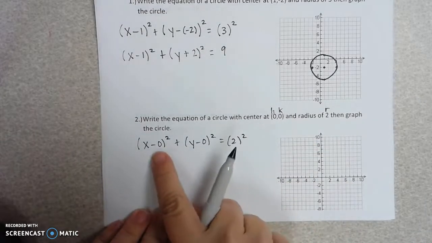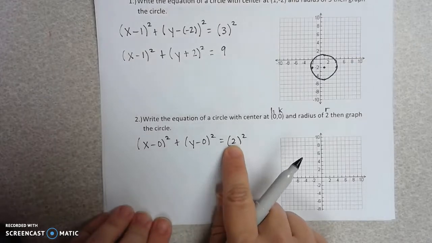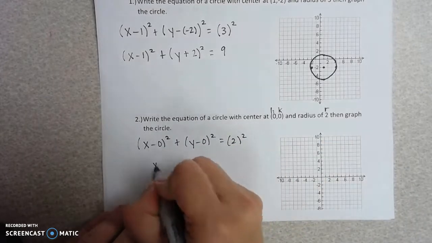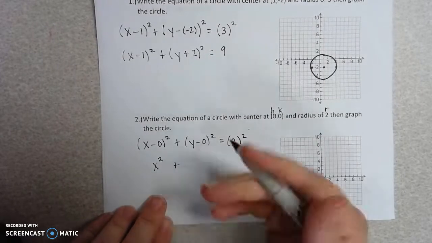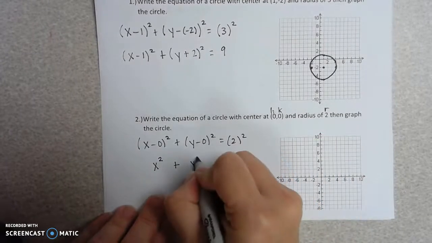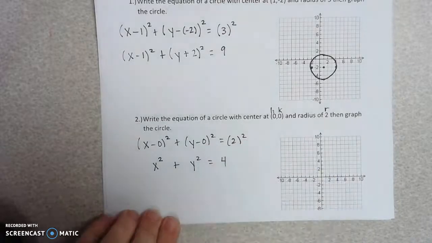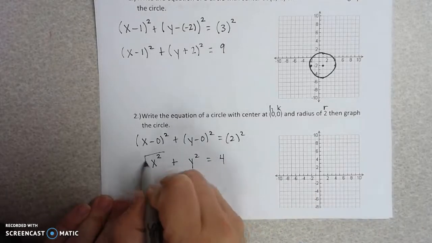Alright, so for H I put 0, for K I put 0, and for R I put 2. Then x minus nothing would just stay x, and I would square it. And y minus 0 is just y, and I would square it. And 2 squared is 4. So here would be the equation of my circle.